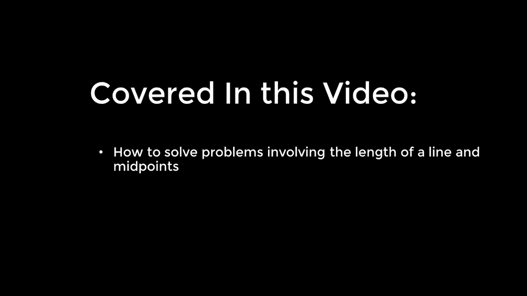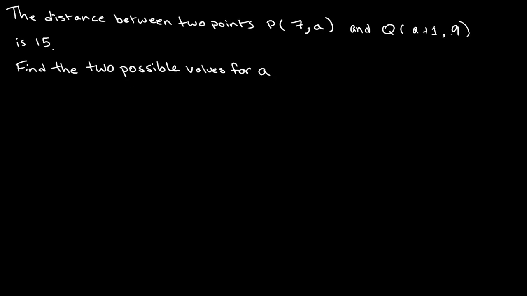In this video, I will be teaching you how to solve problems involving the length of a line and midpoint. So over here we have a question that states that the distance between two points, P(7, 8) and Q(a + 1, 9 - a), is 15. So we have to find the two possible values for a. So once again, the distance PQ is equal to 15.